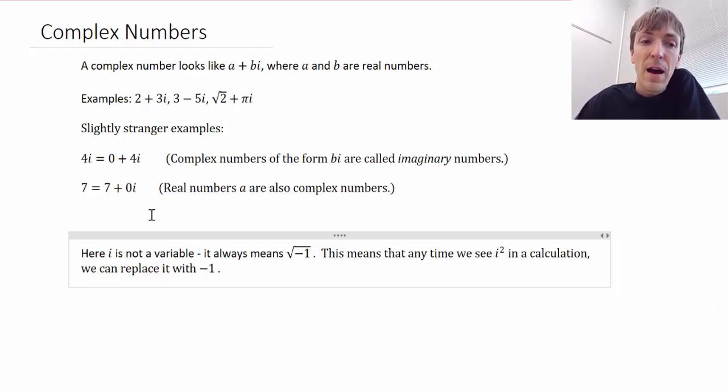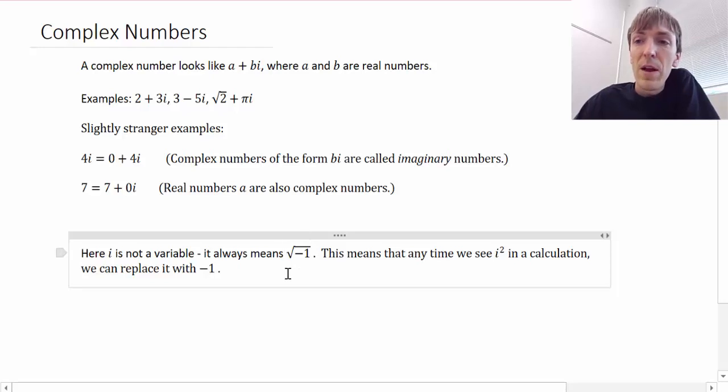All right, so I haven't talked about the i yet. The important thing to know about the i is it's not really a variable. It always means square root of minus 1. Okay, now the way you think about that is when you're doing calculations or arithmetic with complex numbers, anytime you see i squared come up, you can replace that i squared with -1.